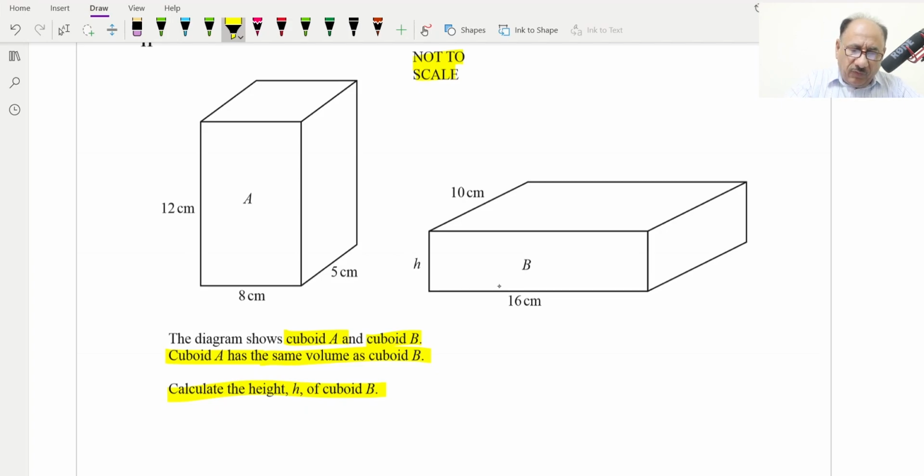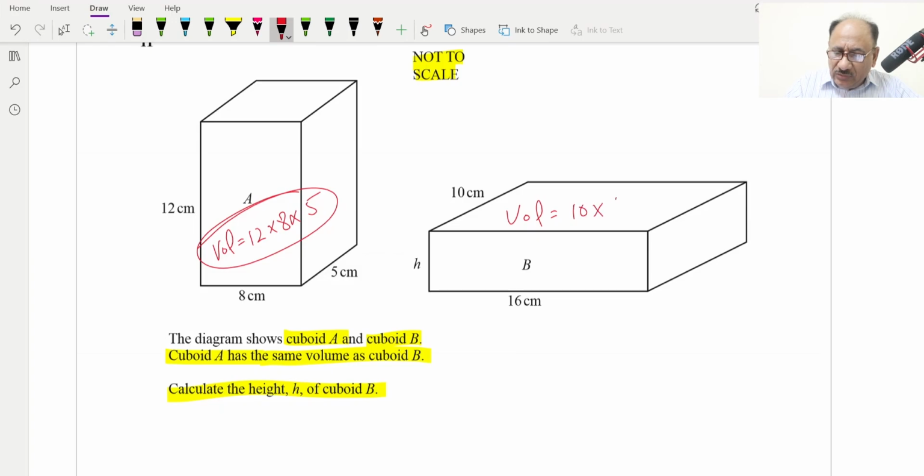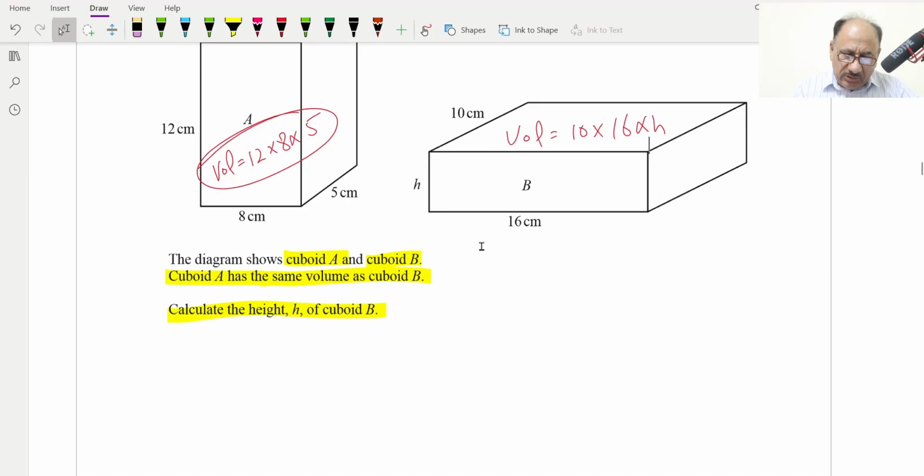So volume is same. We can write volume of cuboid A, for example, volume of this one will be equal to 12 into 8 into 5. This will be the volume of this cuboid, and in this case volume will be equal to, I will write over here, 10 into 16 into h, so length into width into height. Now as we know by the condition of the question that both volumes are the same, we can equate them. 12 into 8 into 5 is equal to 10 into 16 into h.